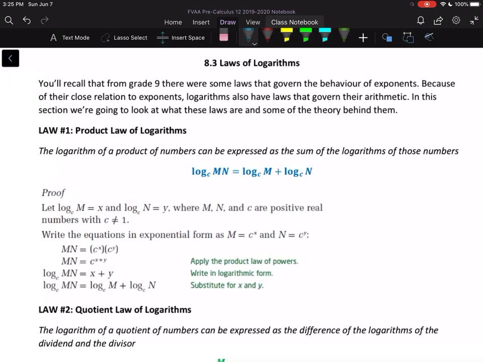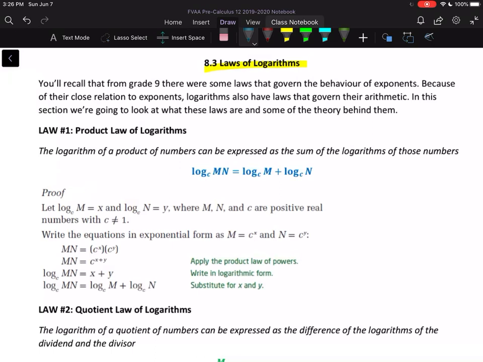We're on Chapter 8 looking at logarithms, and today's Section 3 specifically looking at the laws of logarithms. So here there's going to be some review from grade 9 and grade 10 when we were dealing with exponential laws, or exponent laws. If you remember some of those, the product of powers, the quotient of powers, the power of powers, all those exponent laws. How do we combine exponents?